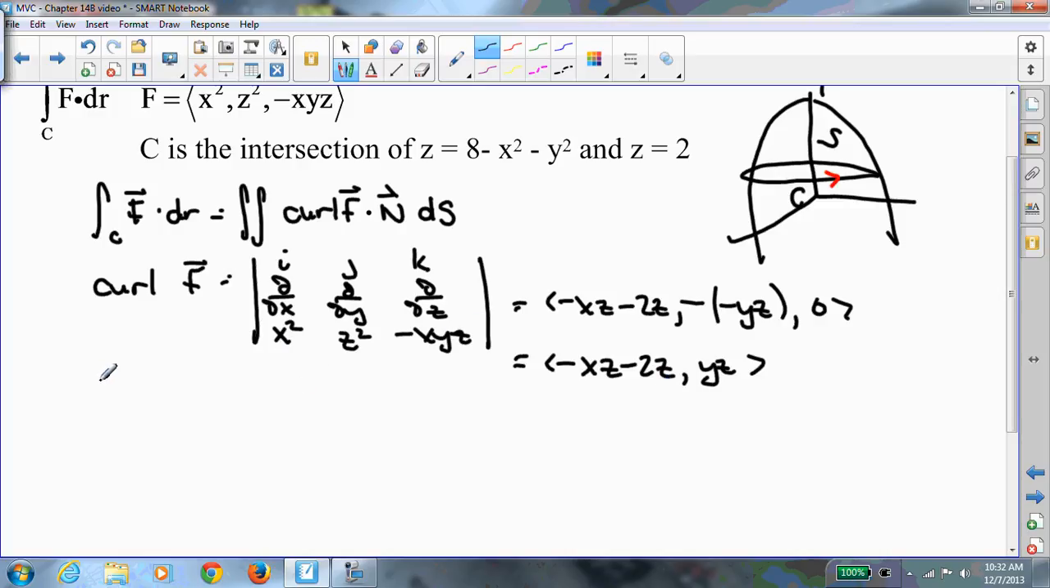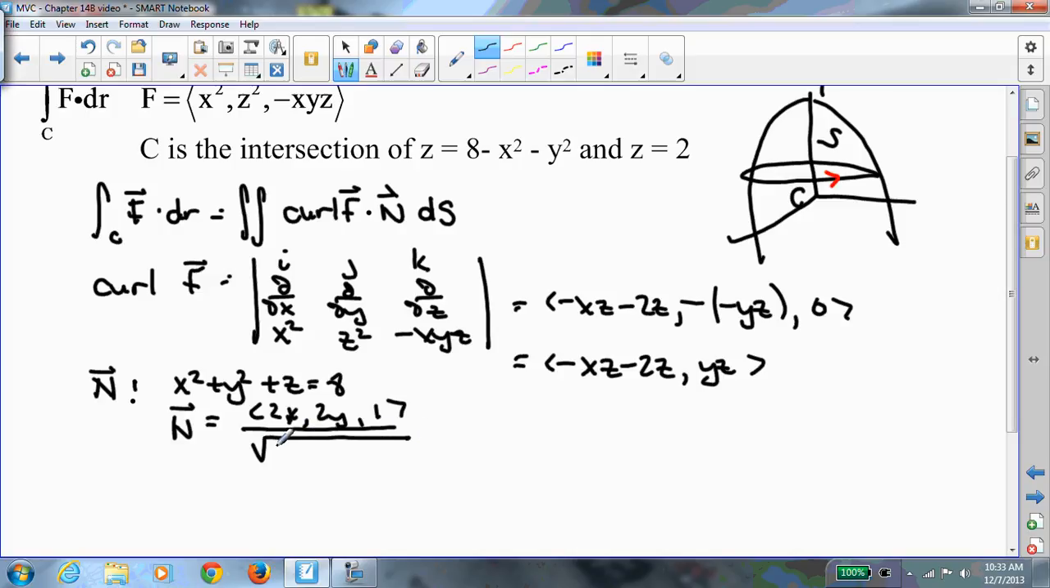My N is defined from the surface. Again, I need my z component to be positive, so we'll make that x squared plus y squared plus z equals 8. We'll take the gradient for my n vector. So now n is equal to 2x, 2y, and 1, over its magnitude. I will actually just spell this one out. So this will be the square root of 4x squared plus 4y squared plus 1.